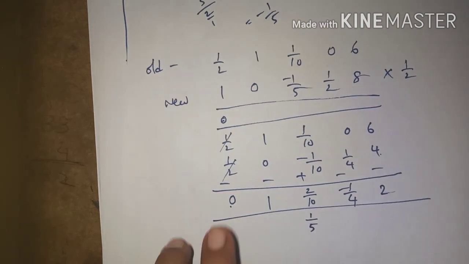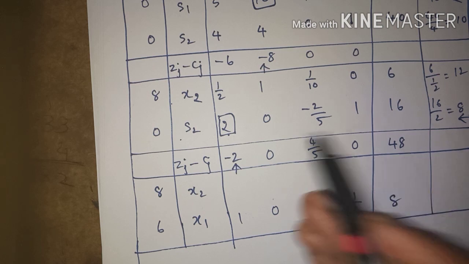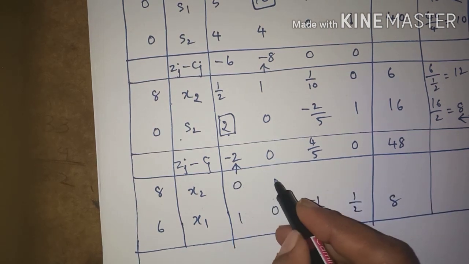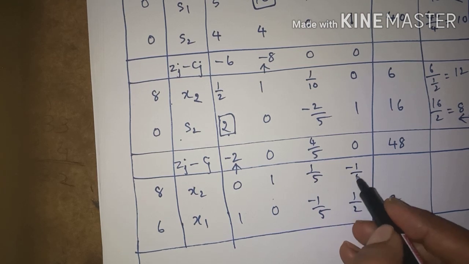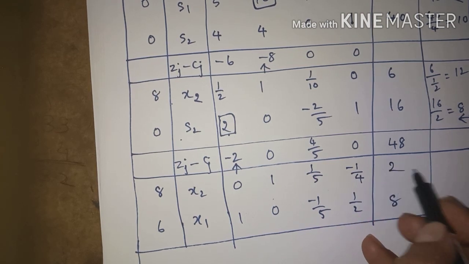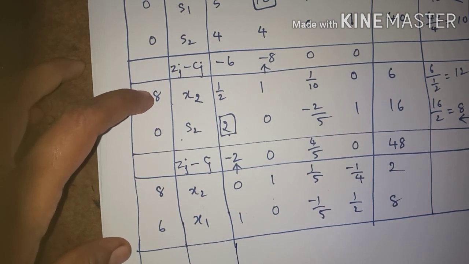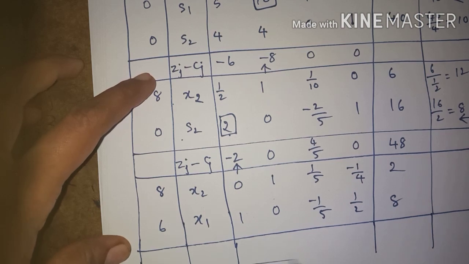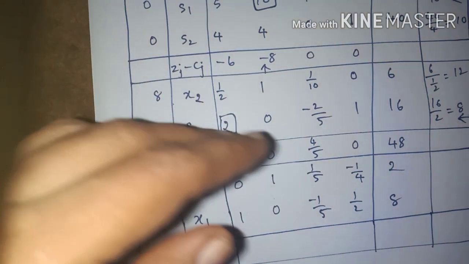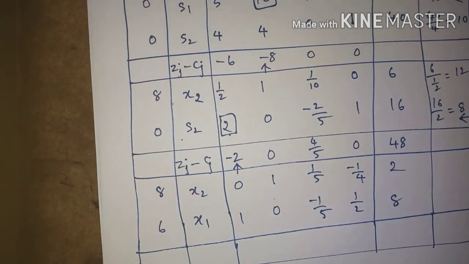Like this we have to do the simplifications on separate paper always. Now here I will write all the values: 0, 1, 1 by 5, minus 1 by 4, 2. After that I will continue the problem. I will find the index row. After finding the index row only, we can find whether we go to the next iteration or we reach the optimality. We will check. Now how to find the index row?